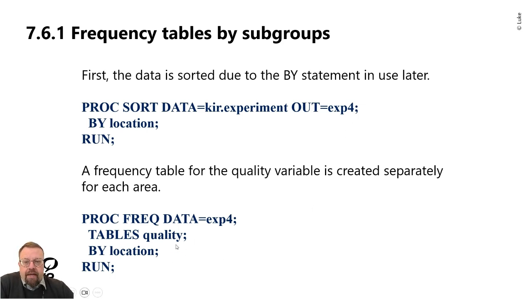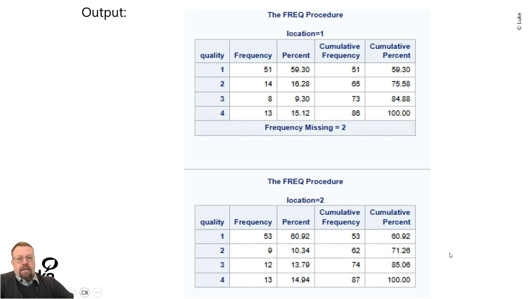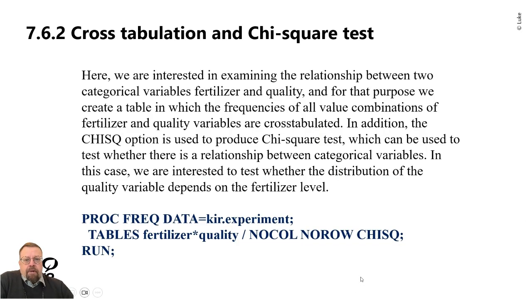And in PROC FREQ, we have the same key things here, that we want the table for variable quality, and we want to do it by location. And so this is what we get. We get for each location the same frequency table we did in the previous example. But we could also do cross tabulation. So we put the two variables in the same table, and we can examine the distributions there.